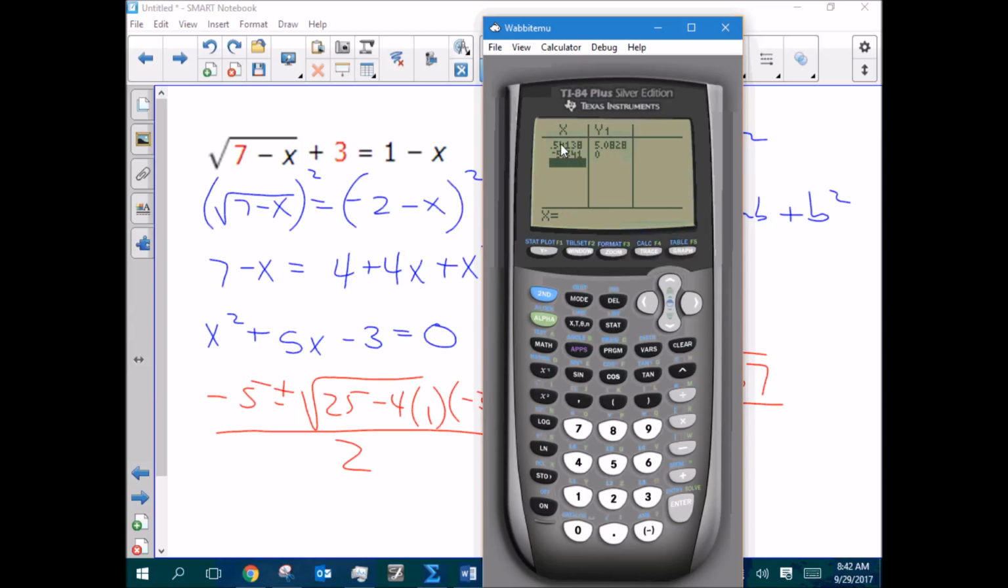So that tells me that the negative one was the one we want to keep, negative 5 minus radical 37 over 2, and the positive one was the extraneous solution, the negative 5 plus radical 37 over 2.